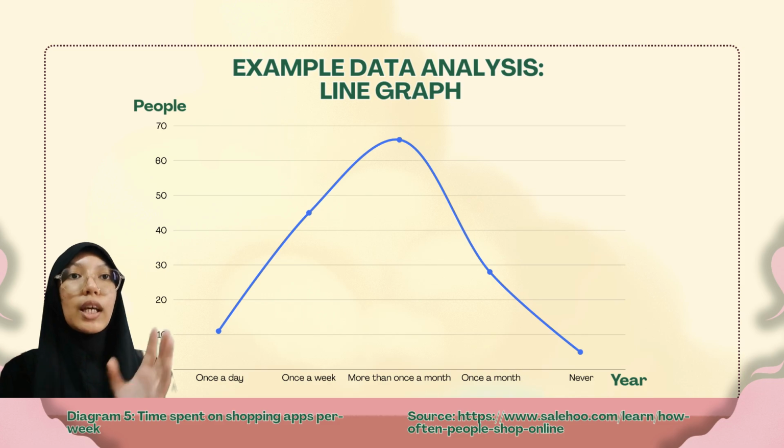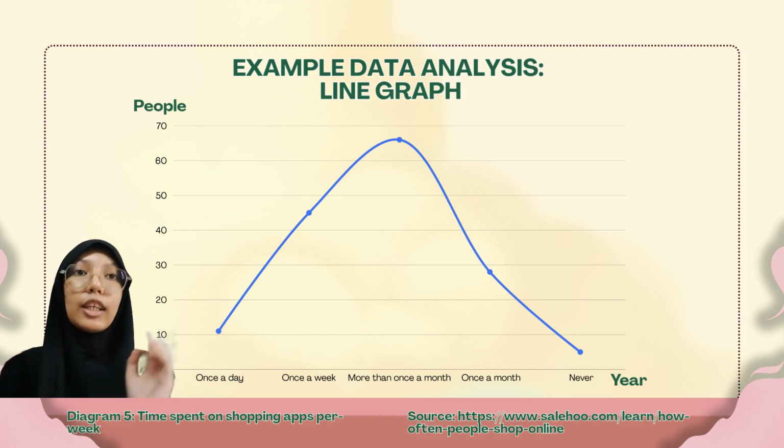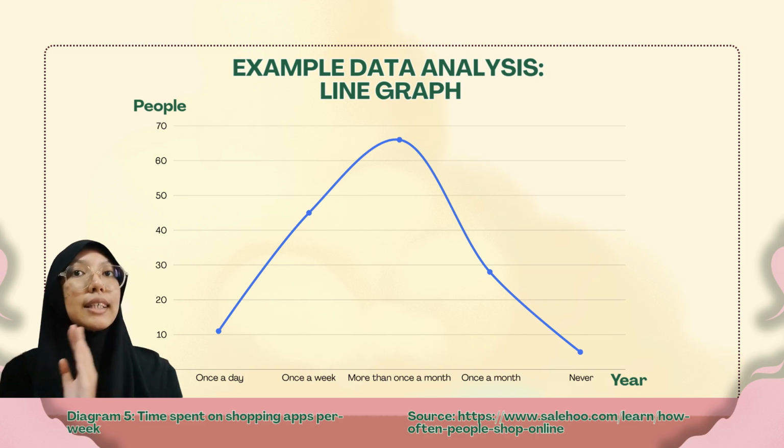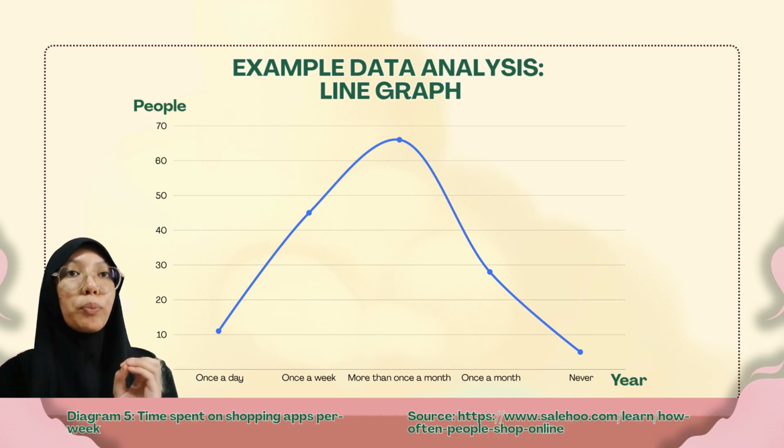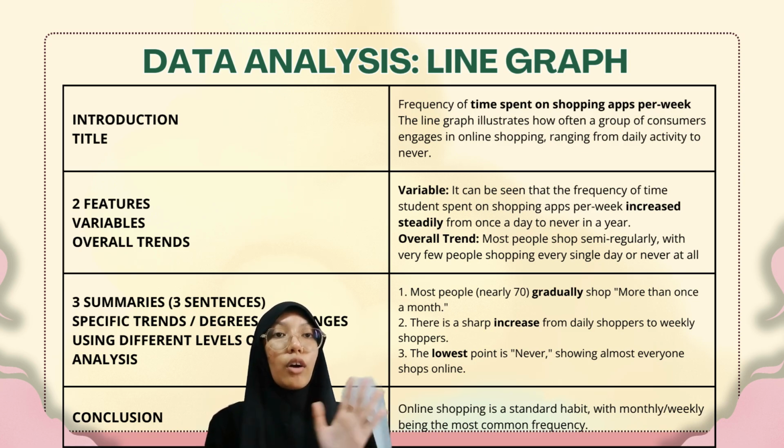The trend shows that shopping activity increases from daily users to monthly users. Overall, most people shop semi-regularly, meaning they don't shop every day but they still shop quite often. Very few people shop every single day, and also very few people never shop at all. For the summary of the line graph, first, most people, which is nearly 70 people, shop more than once a month. This shows that online shopping is quite common.